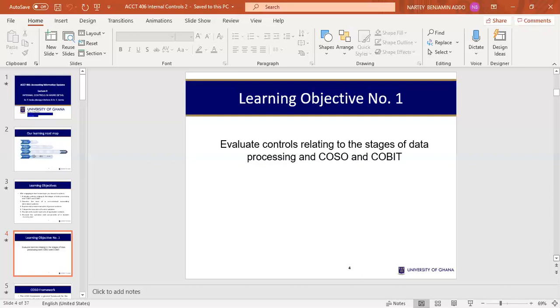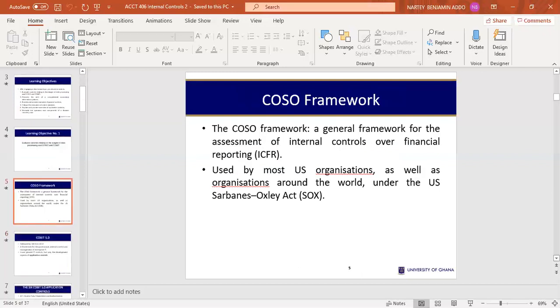So now let's look at the stages. I indicated earlier that there are about 4 key stages: data collection and data entry, and then data processing. When the data has been processed, it must be stored in the database management system, and then we generate information. But let's look at the COSO framework as we did the last time.